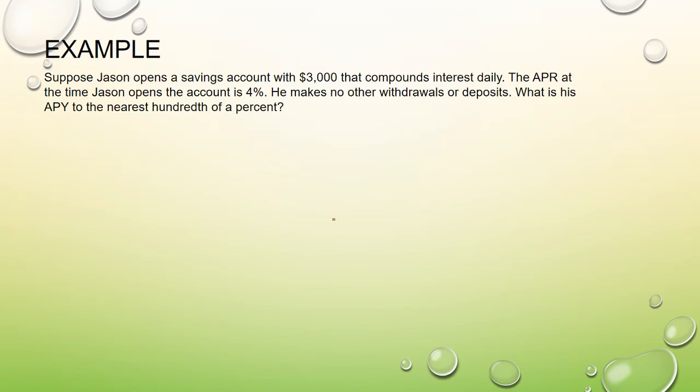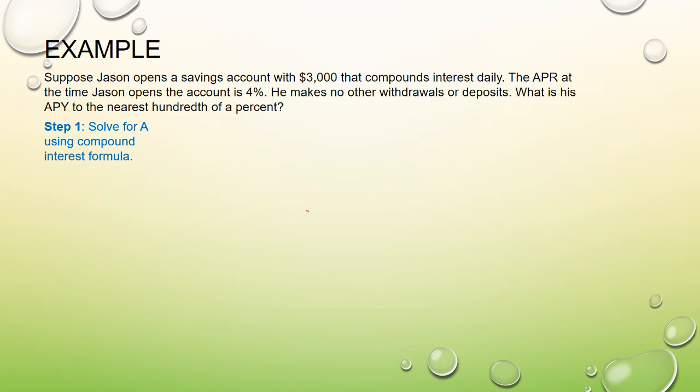Alright, so here's an example. Suppose Jason opens up a savings account with $3,000 that compound interest daily. The APR at the time Jason opens the account is 4%. He makes no other withdrawals or deposits. So what is his APY to the nearest hundredth of a percent?